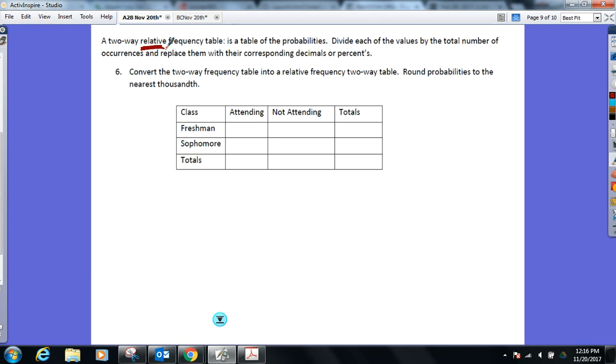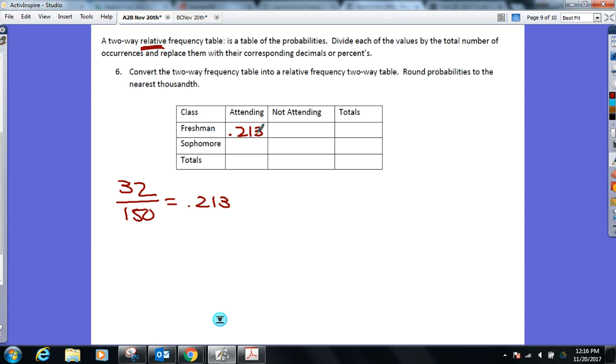How many freshmen were attending? 32 out of what? Well, this is out of everybody now. So 32 out of 150, yes? So I go to the calculator. 32 out of 150 gives me a probability of 0.213, rounded to the nearest thousandth. So that is what's going to go in my table: 0.213.